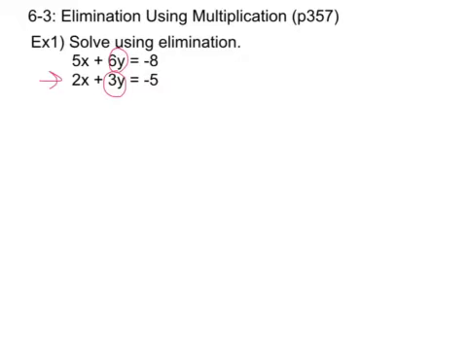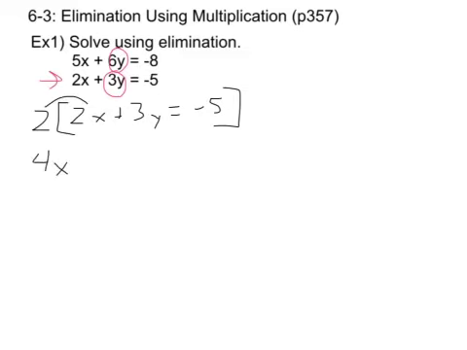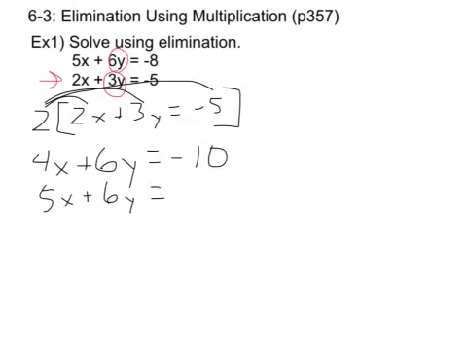So I'm going to multiply this second equation by 2. I'll write it like this: 2 times 2x plus 3y equals negative 5. I'm multiplying by the entire thing. So 2 times 2x is 4x. Then I put my plus. 2 times 3y is 6y. And then I put my equal sign. 2 times negative 5 is negative 10. So now I'm going to bring down my other equation, which is 5x plus 6y equals negative 8.